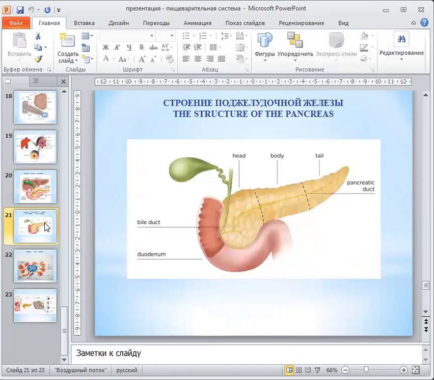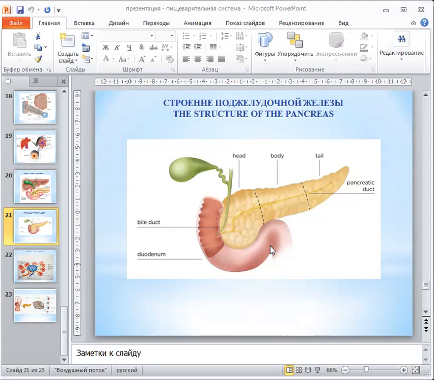The next structure of the digestive system is the pancreas. The pancreas is an elongated lobed structure. The length of the pancreas is from 14 to 22 centimeters. Width is about 3 centimeters. Thickness is 2 to 3 centimeters. Weight is 70 to 80 grams.